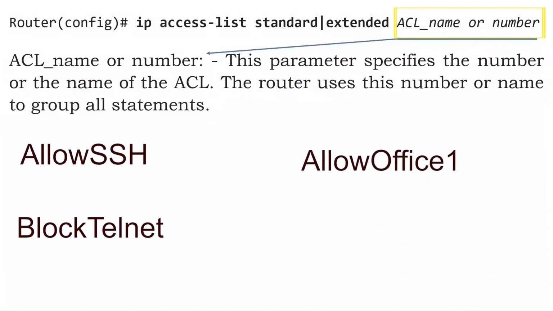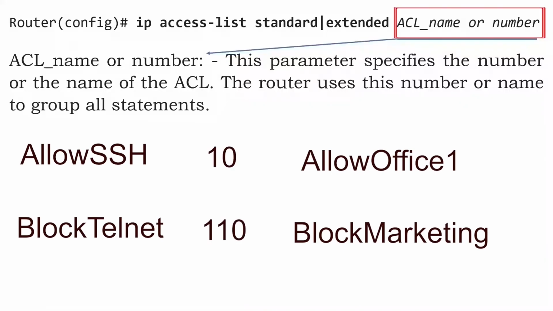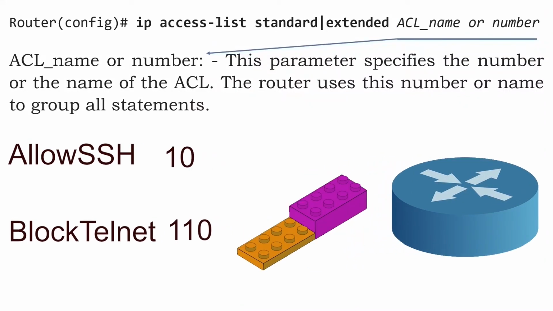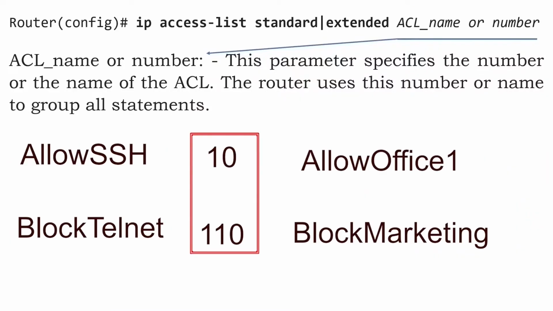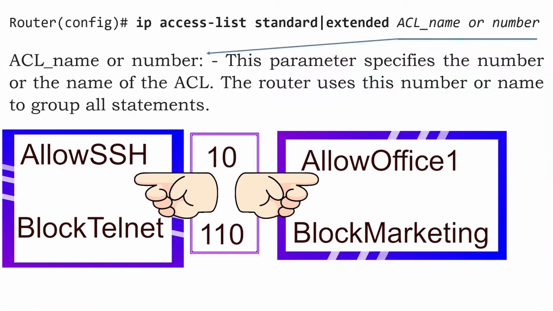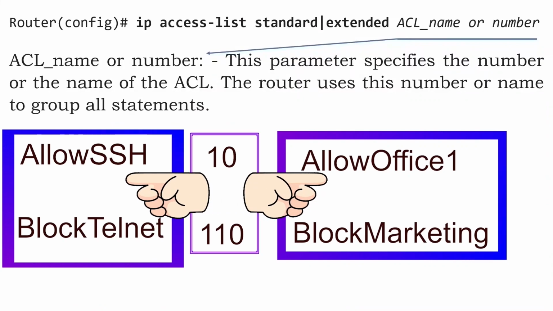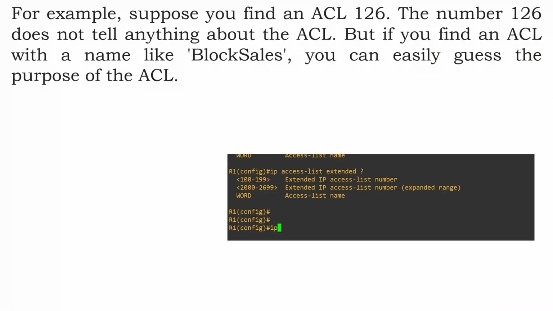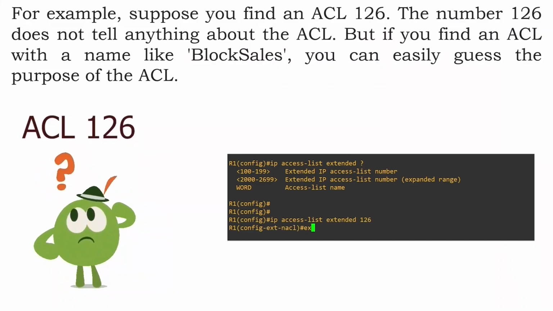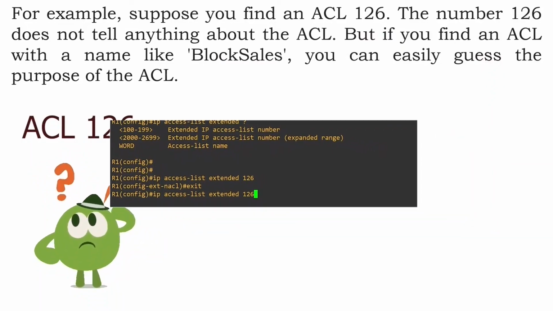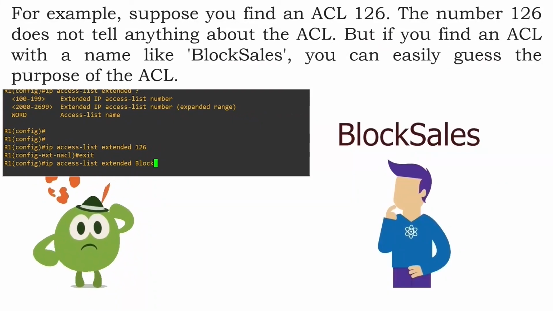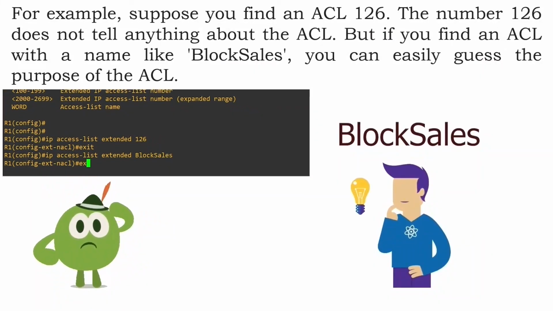The next parameter specifies the number or the name of the ACL. The router uses this number or name to group all statements. Instead of using a number, you should use a name here. A clear and descriptive name makes ACL management easier. For example, suppose you find an ACL 126. The number 126 does not tell anything about the ACL. But if you find an ACL with a name like block sales, you can easily guess the purpose of the ACL.